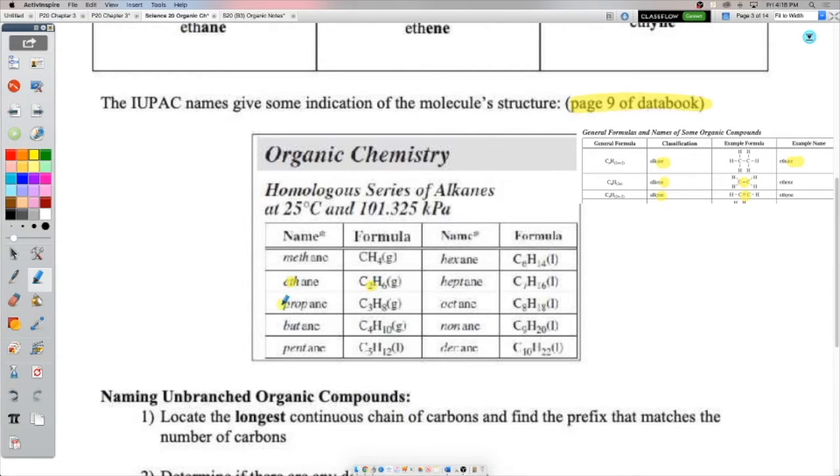"Prop" means three carbons. "But" means four carbons. "Pent" means five. Hex, hept, oct, non, dec. So that's all that means. These prefixes tell you how many carbons are in the chain.